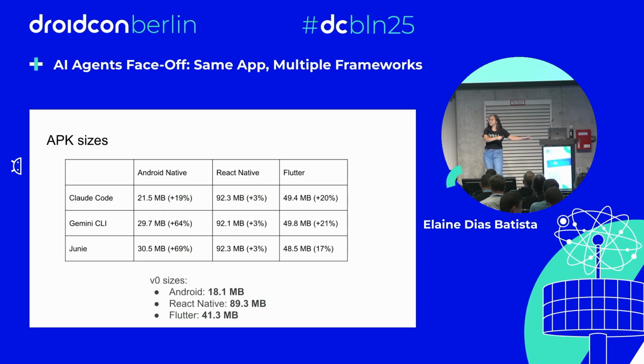Basically, I think because the very first version is only the template from Expo. My supposition is that it contained basically everything that this app needed. So there's only a 3% increase there. For Flutter, 20% increase more or less. And interesting to see the difference from Gemini and Juni. 60 and something percent for Gemini and Juni, and 19% for Claude.